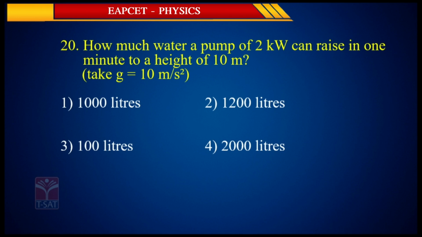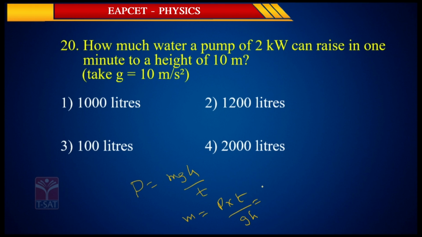And next here, a water pump of 2 kilowatt can raise water in 1 minute to a height of 10 meter. Easy. g is equal to 10 meter per second square. Okay, children, what will you find out? Mass value find out. Power value is given. What is the power formula? Power P is equal to mgh/t. Okay. m is equal to P into t/gh.